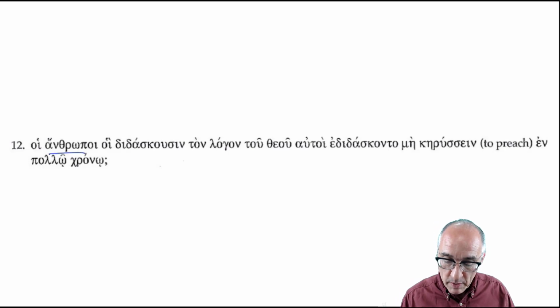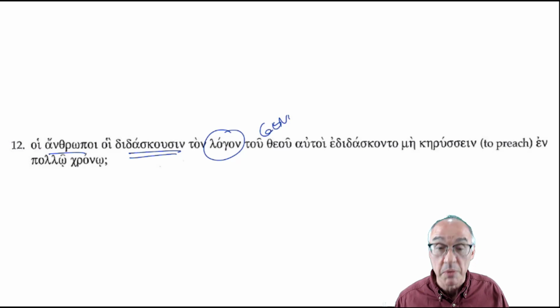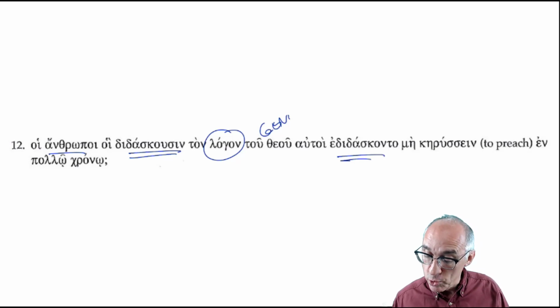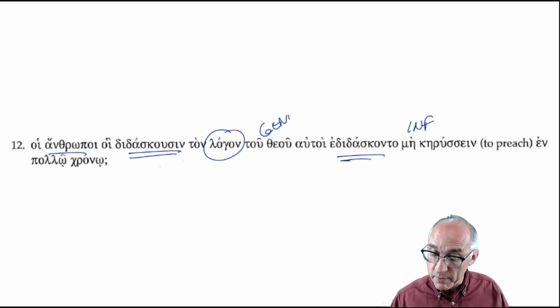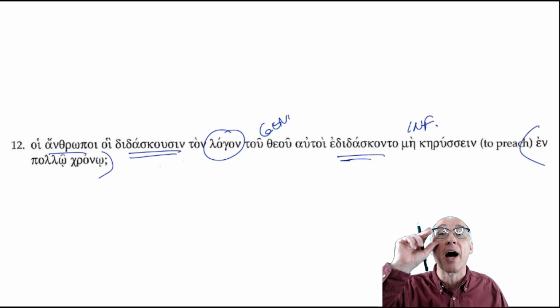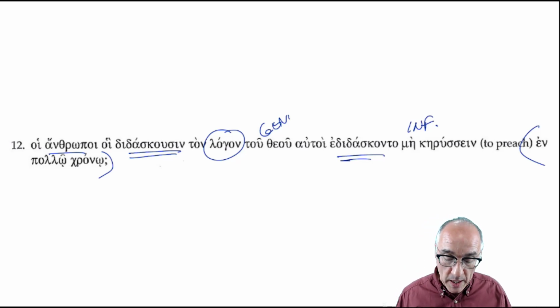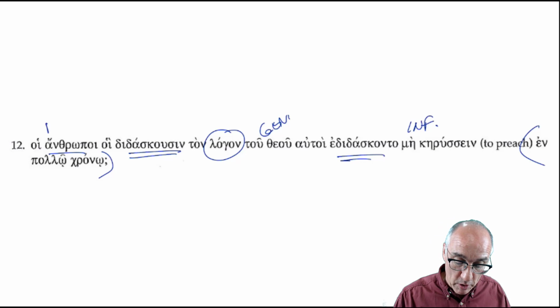Subject, verb, direct object, genitive. And then we have what looks to be another verb. Me keirusen: infinitive, complementary infinitive. En polo, in much time. So the men: nominative plural masculine.